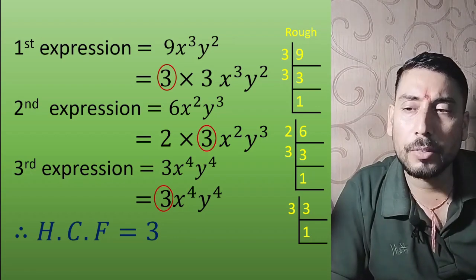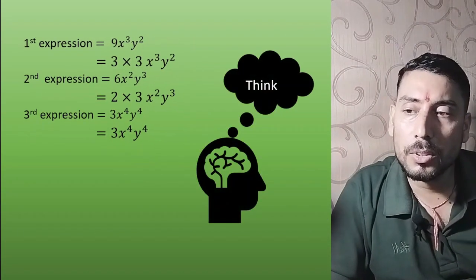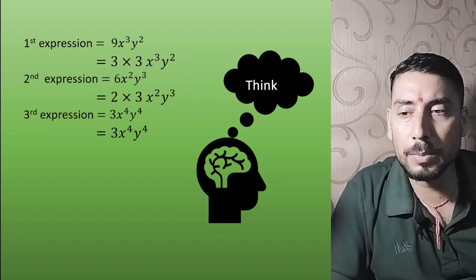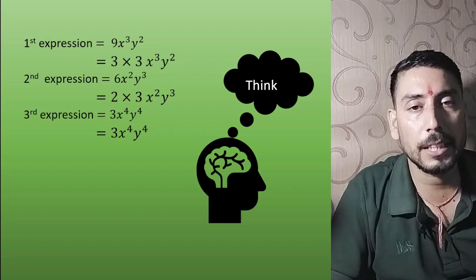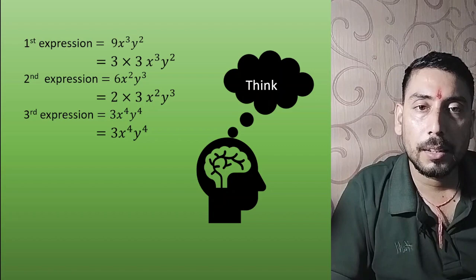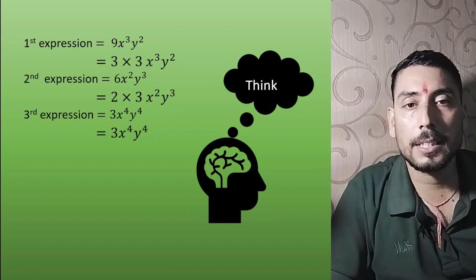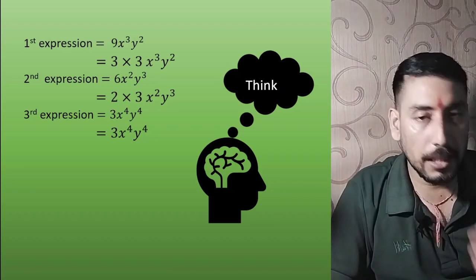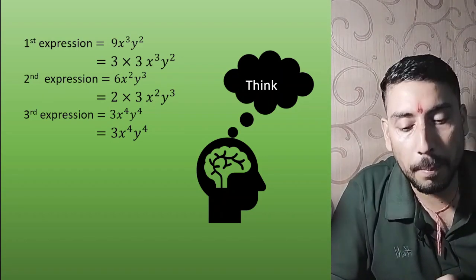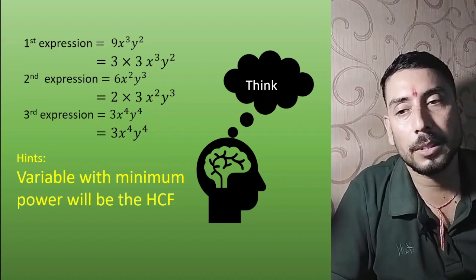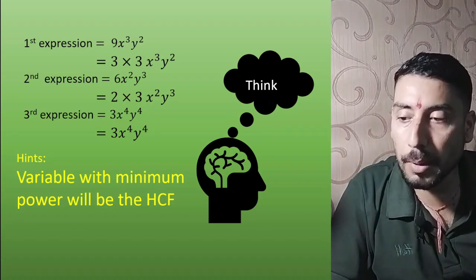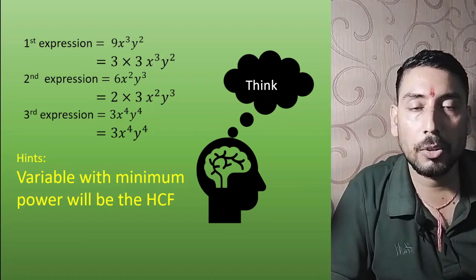But what about the variables? How to get the common factor in variables? Because I haven't split them, like x cube is not split as x into x into x. So how will you find out? Yeah, as I said in earlier classes, in the case of variables, you can take the variable with the minimum power. So that's the hint for the variables. That's why I didn't break the variables into factor form. So the variable with the minimum power will be the common one, and that is our HCF.